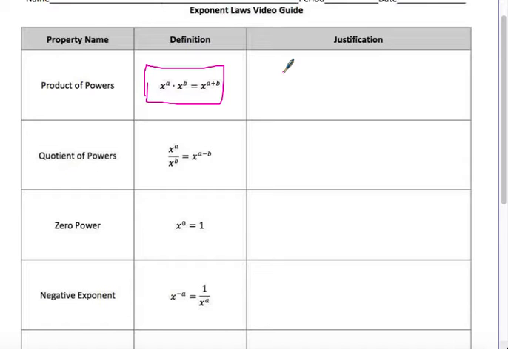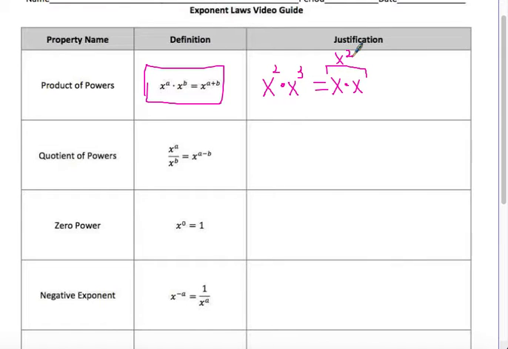So, for example, something like this. When we multiply two numbers that have the same base, we can add the exponents together. And to illustrate this, let's look at a simple example. So suppose we had x squared times x to the third. To square a number means to have two of them multiplied together. So that's x times x, which would be x squared.